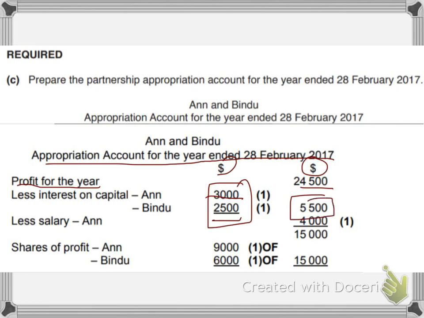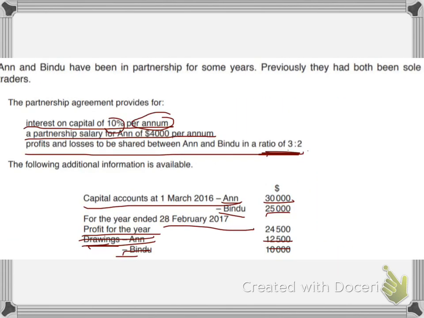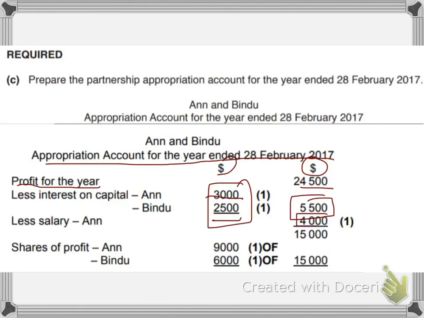After that, we also have the salary. So the salary is for Anne. Anne has a salary of 4,000. We add 4,000 as well. Then we add 5,500 plus 4,000, so it is 9,500.